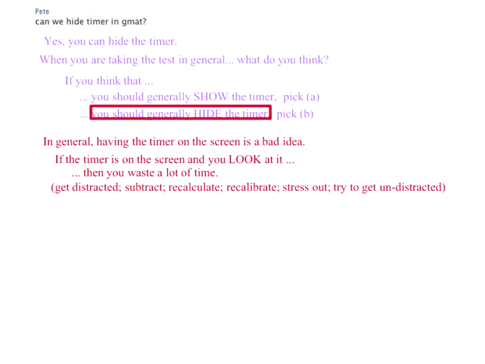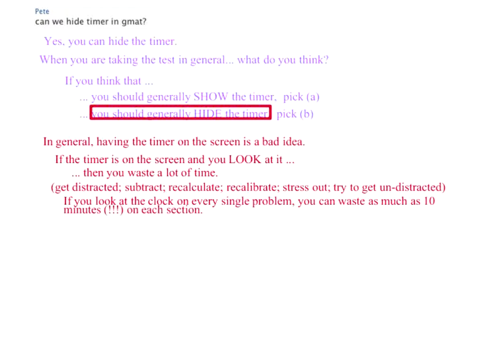So if you look at the clock every single problem, you can waste as much as 10 minutes on each section. Just looking at the clock. Literally, you can spend a combined total of 10 minutes, completely wasted time, just looking at the clock.